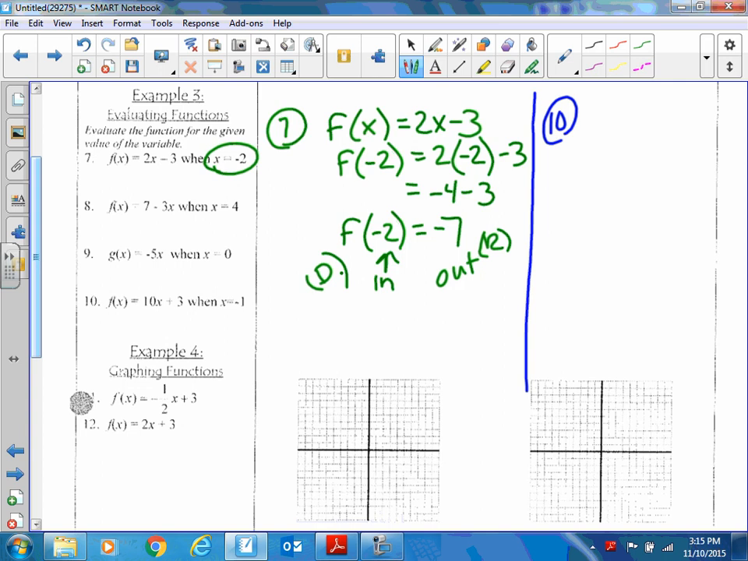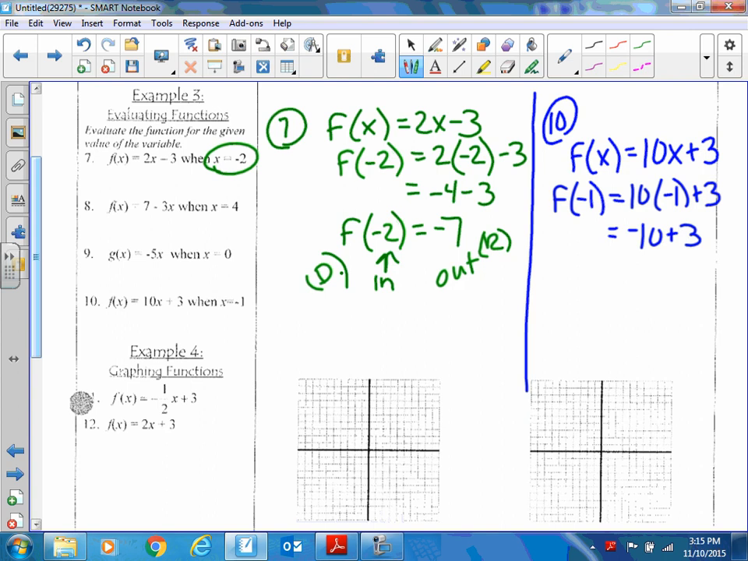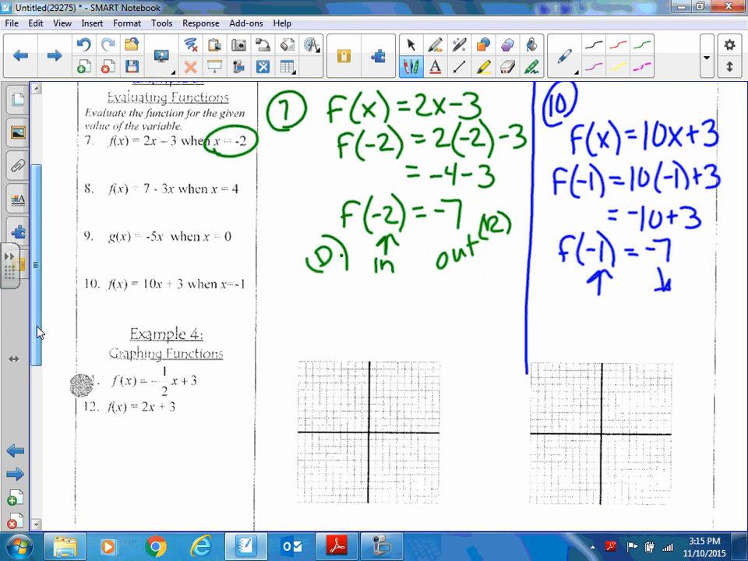For number 10, we have a function in terms of x, f of x is equal to 10x plus 3. And we want to evaluate this when x is equal to -1. So we're going to find f of -1. 10 times -1 plus 3. -10 plus 3, so f of -1 is equal to -7. So we put in a -1 and we got out a -7. All right, again, 8 and 9 are going to be left for you to do as homework.